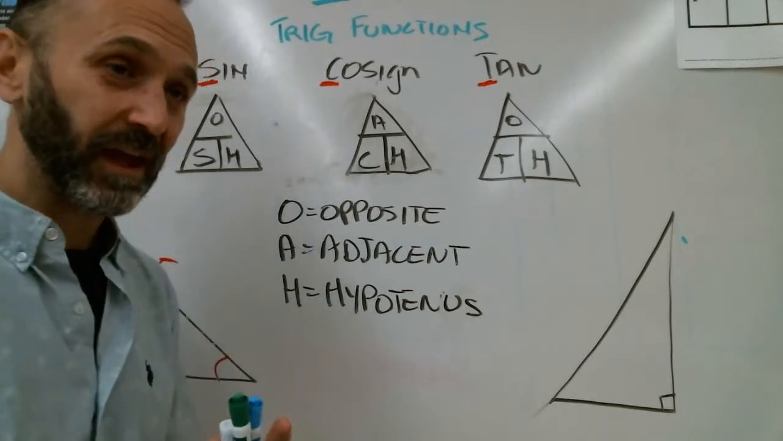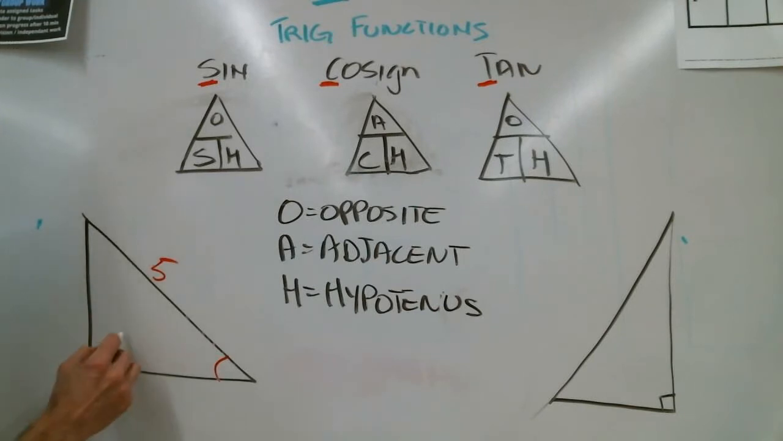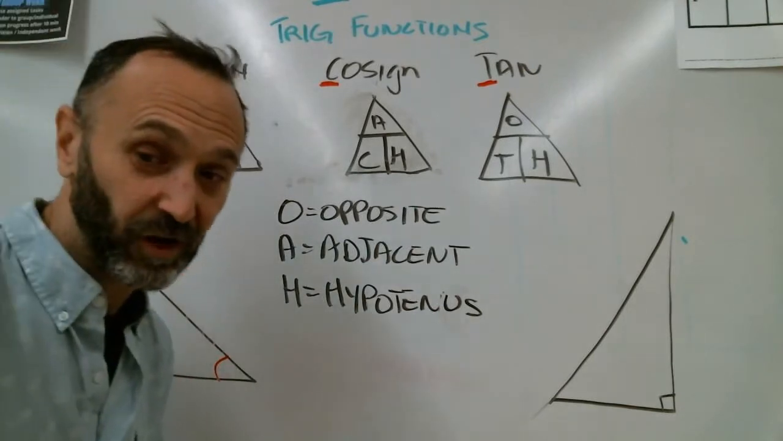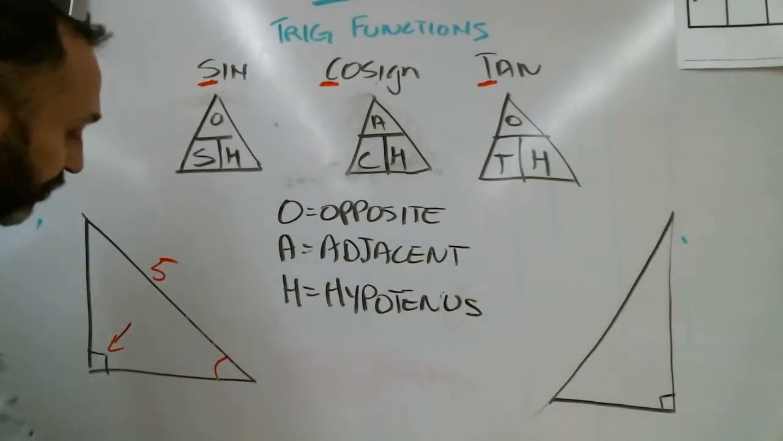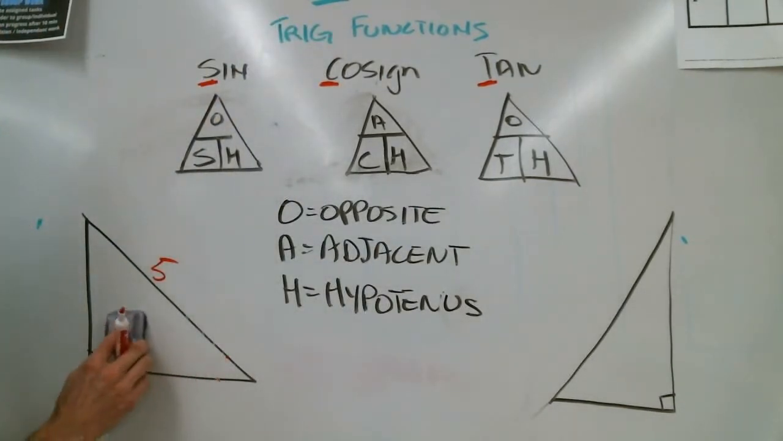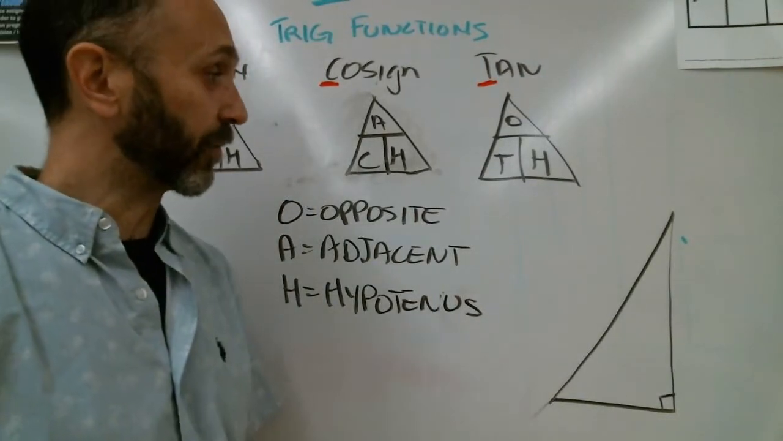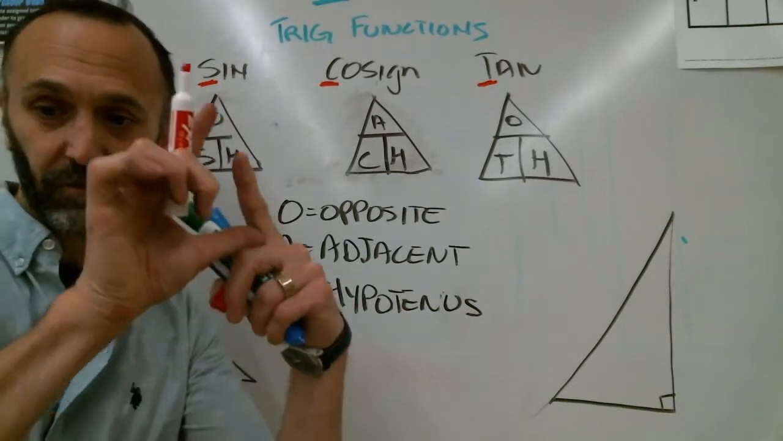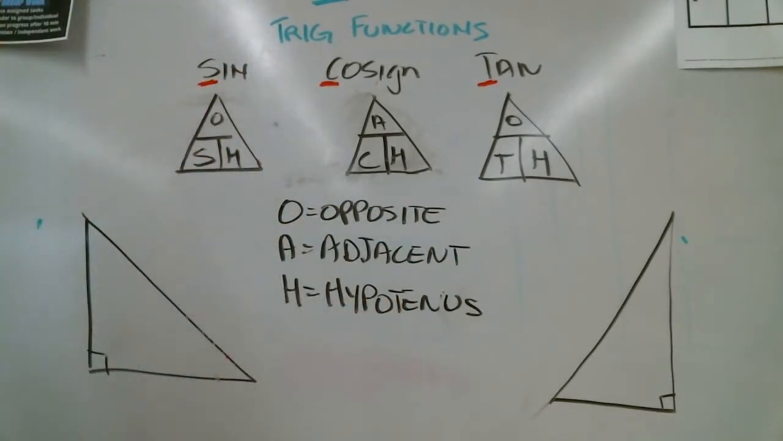And this is the part that, just like in Pythagorean theorem, you have to always check for. It only works for right triangles. So these trig functions work for right triangles only. You get into how to do it with triangles that aren't right later on, but for now, only right triangles. So let's dive into it.